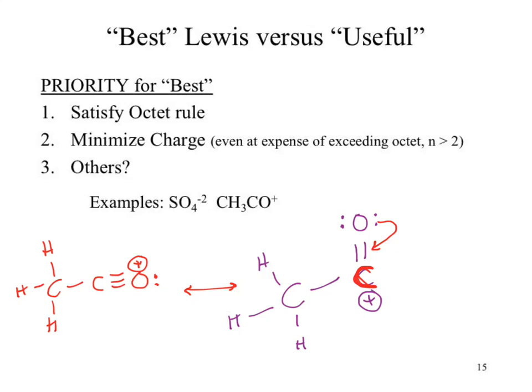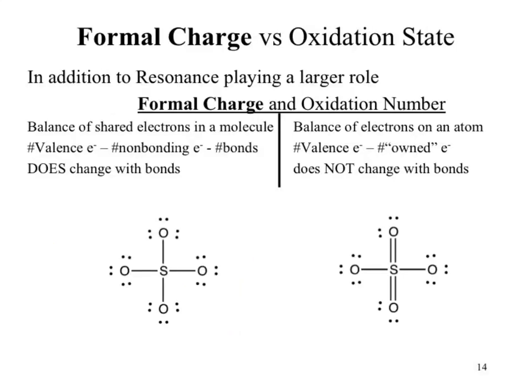Okay. So we have to be careful on deciding best versus useful when we go through and work with our individual reactions. When it comes to Lewis, we're looking for satisfying that octet. Number 2, minimize charge. That's our issue with our sulfate structures. Okay? The one on the right minimizes the charge on the sulfur. It's neutral in the right structure. The one on the left has a +2.